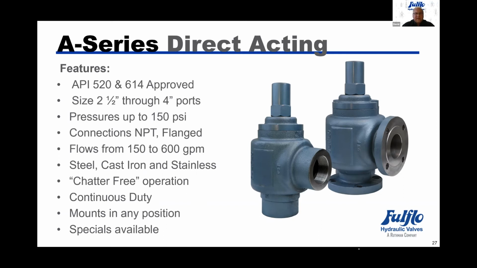Here, the A series valve, 2.5 through 4 inch. On the direct acting valve, where we have 2 to choose from, direct acting and pilot operated. The direct acting goes pressures up to 150 PSI with connections of NPT and flange mount. Flows from 150, which is where the V series leave off, all the way up to 600 gallons a minute in a 4 inch valve.